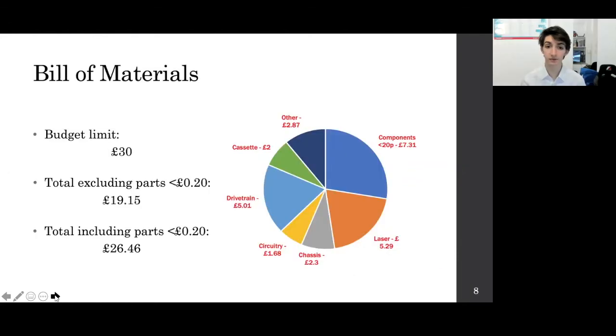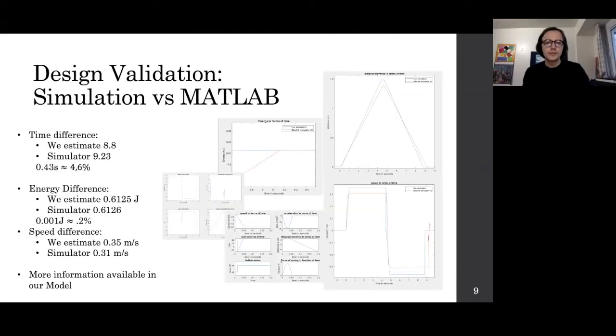Using the pricing system from the IMechE, we found that the total cost of materials for the vehicle is £26, and excluding parts less than 20p, it is £19. From 3D printing our own wheels, we saved £7.96, which allowed us to pay for lighter materials such as carbon fiber axles and nylon fastenings.